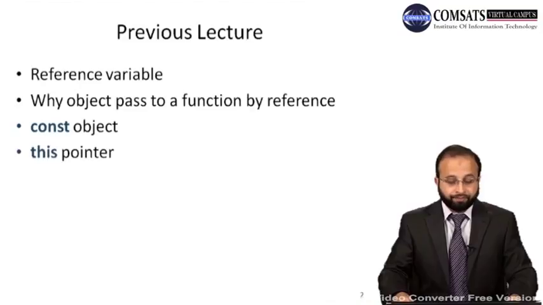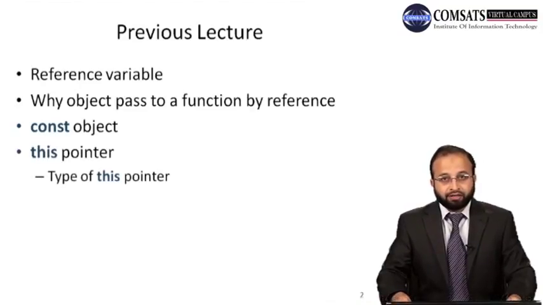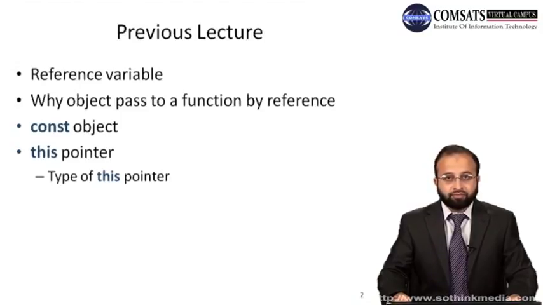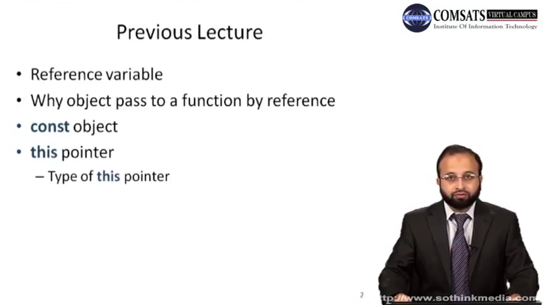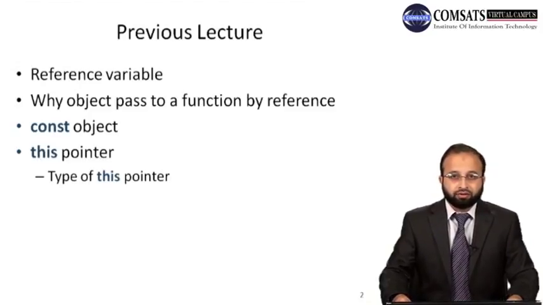Then the this pointer, the type of the this pointer, that is very important. The this pointer is created by the compiler as soon as the object of any class is created, and the this pointer for that object points to the memory that is allocated for that object, right? And the type of the this pointer is basically constant. It is constant.